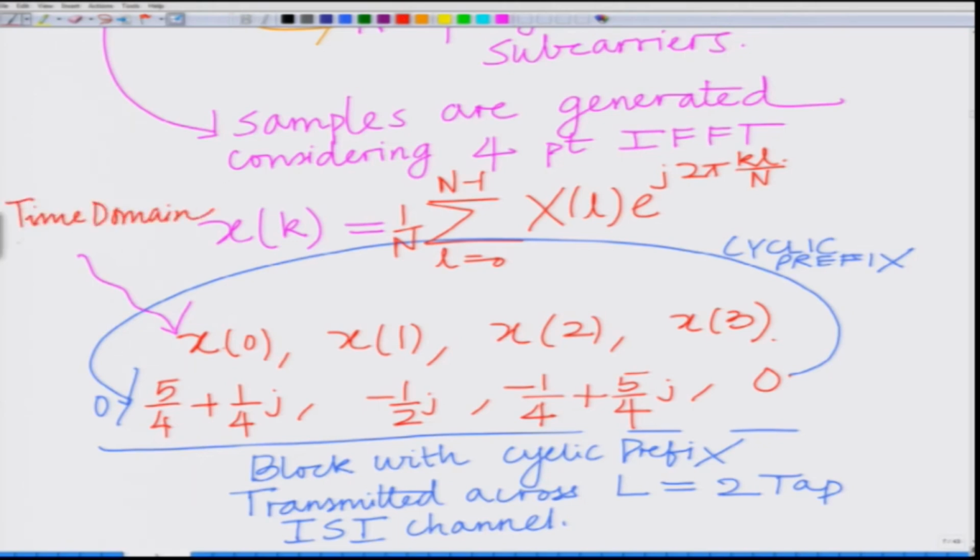When we say time domain input samples, these are the samples which are transmitted over the channel, and the time domain output samples are the corresponding samples which are received over the channel. So, this is the difference between the time domain input samples and the time domain output samples.